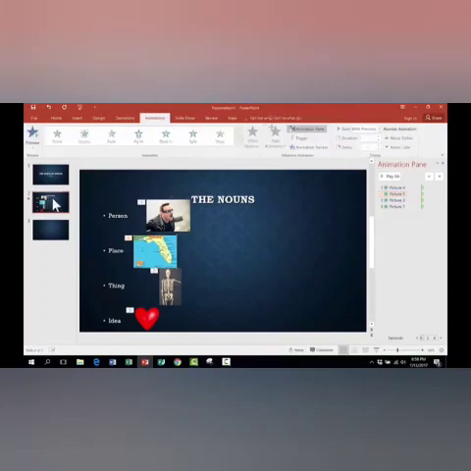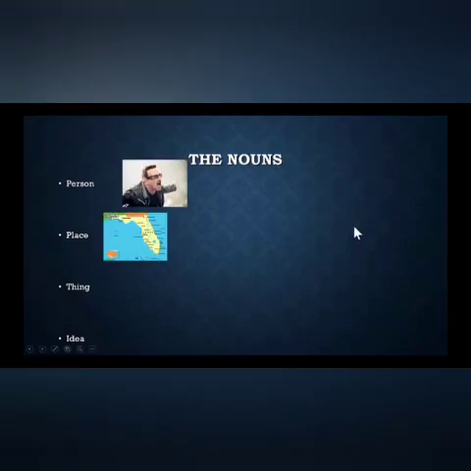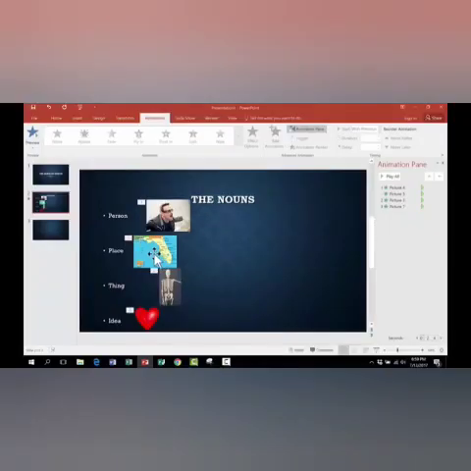So let me try it again. I'm just going to go down, click the Start Presentation button. So now I press and they're both animated at the same time. Why? Because I selected the animation for this second image and told it to animate with the previous animation.